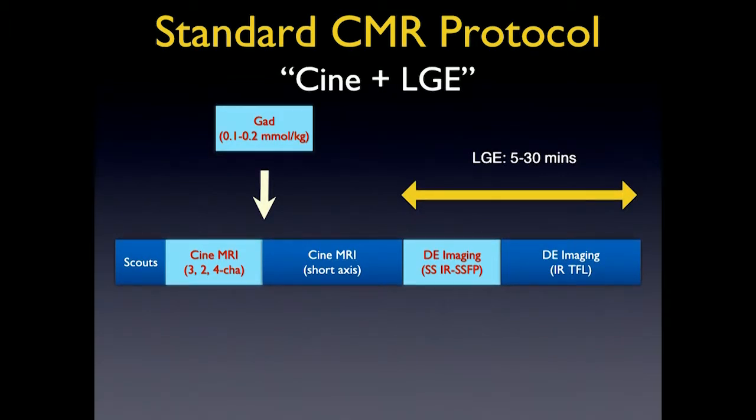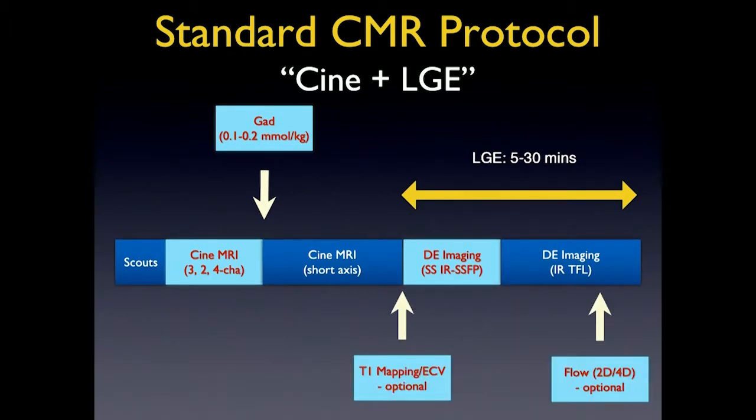I'm giving a wider range here. And then we can add into this protocol mapping and flow imaging as well, either post-contrast or even pre-contrast. Most people do post-contrast for flow imaging because the image quality is better.